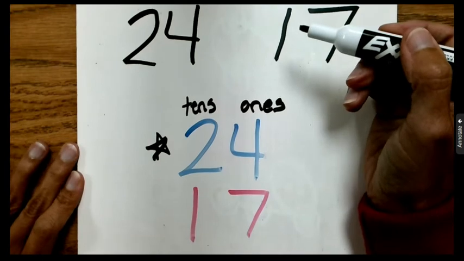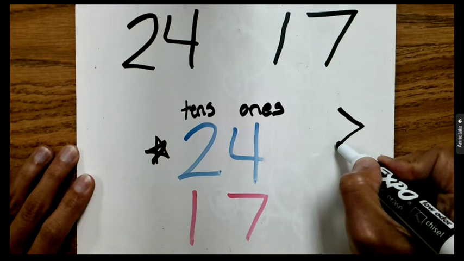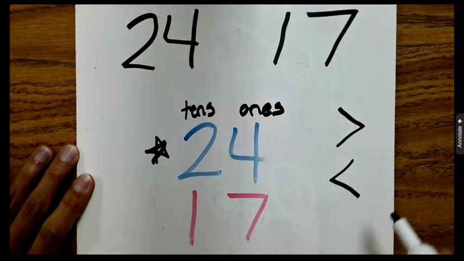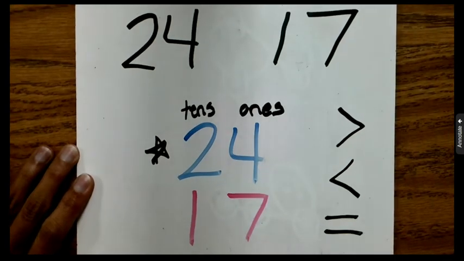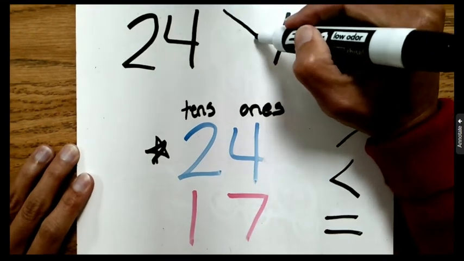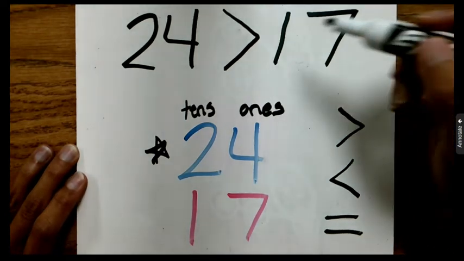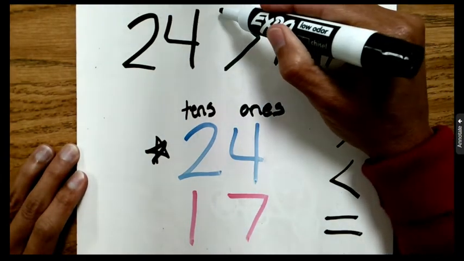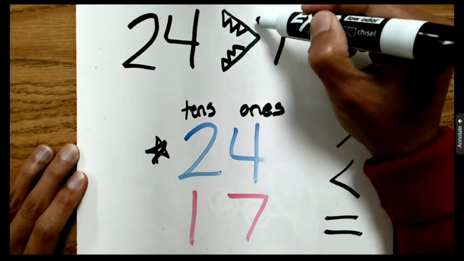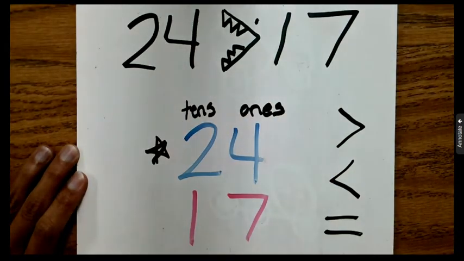When we come up to our number, we have to put our sign, and we have to say whether it's greater than, less than, or equal to. In this case, 24 is greater than 17. One way to remember this is that the bigger edge goes towards the bigger number. We can think of this like a little alligator mouth right here. And the alligator wants to chomp up or eat the bigger number.